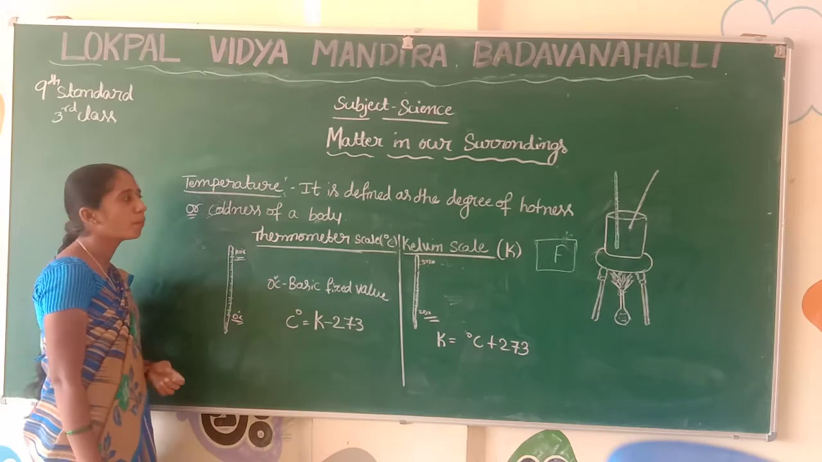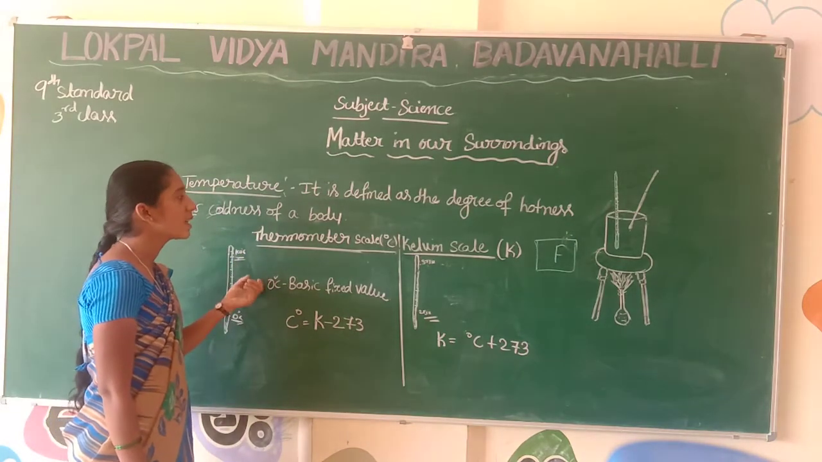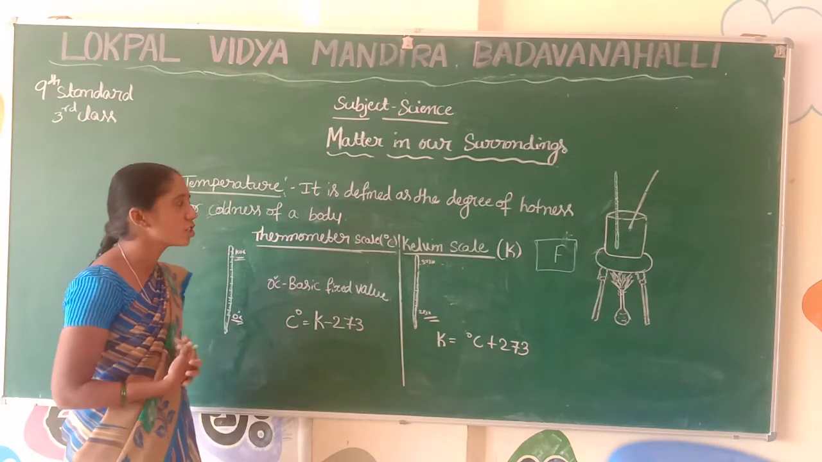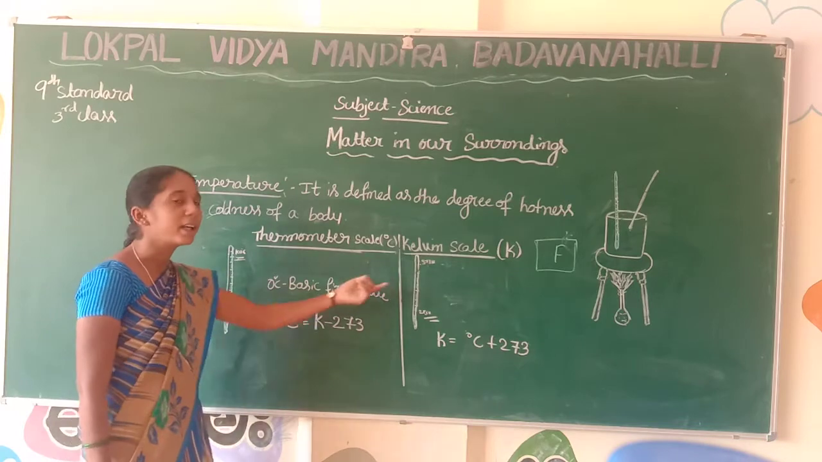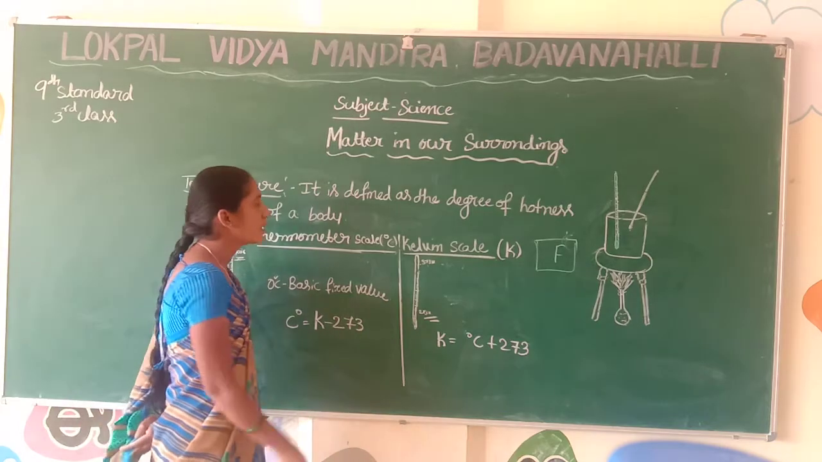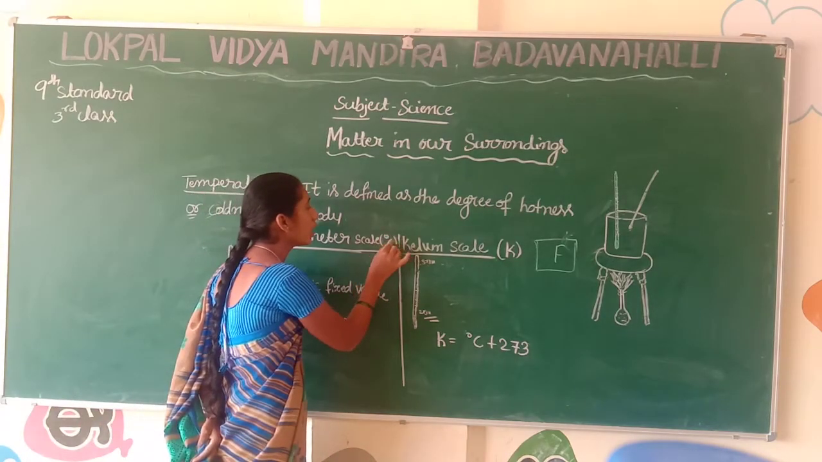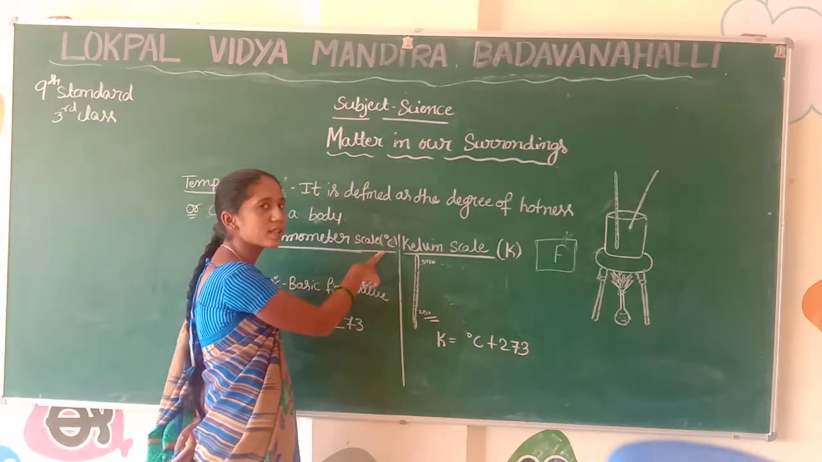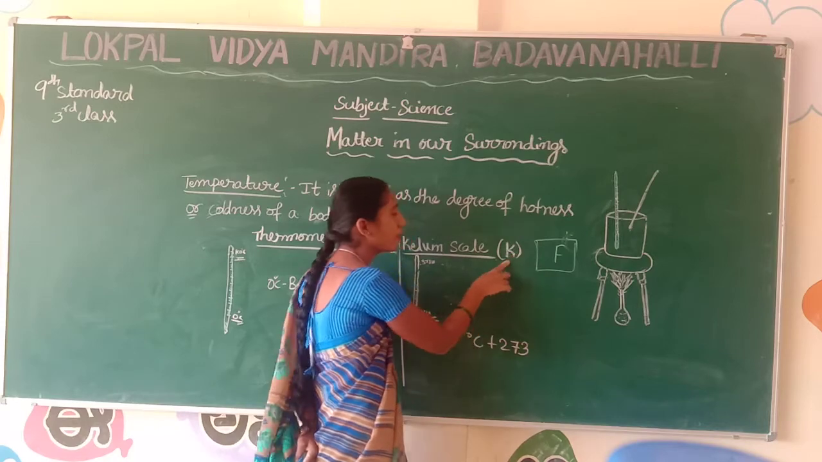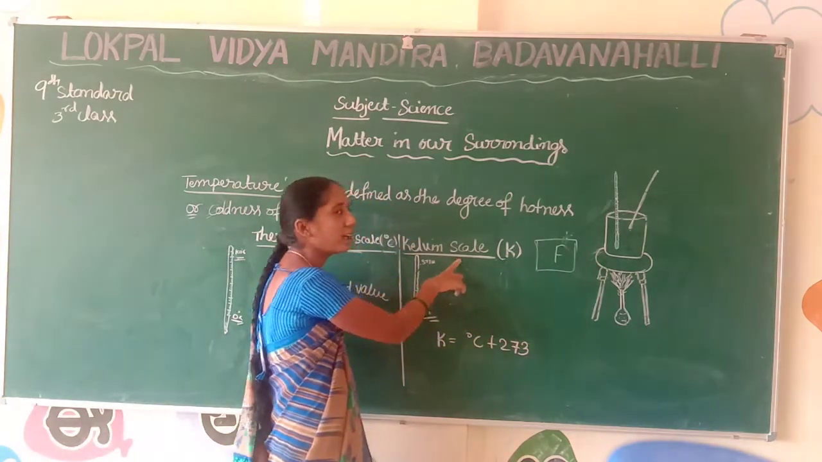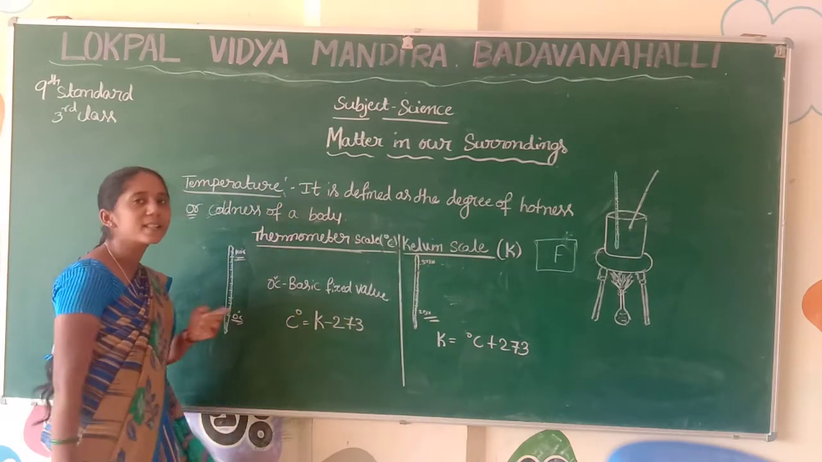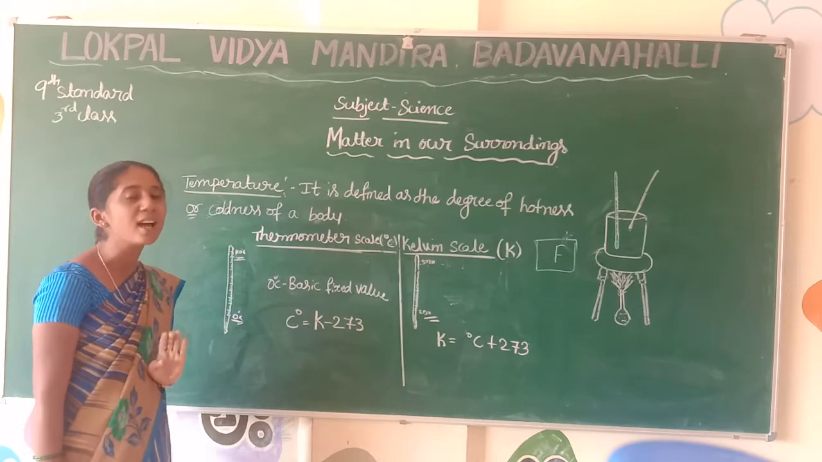Students, here first we know about the scales present in the thermometer and also the Kelvin scale. Then what is the relationship between the thermometer scale and the Kelvin scale? Students, this thermometer scale we represent by using the symbol degree Celsius. This degree Celsius represents the thermometer scale and in the Kelvin scale we use the symbol K. This K represents the Kelvin scale. The thermometer scale and the Kelvin scale look the same in shape and size.